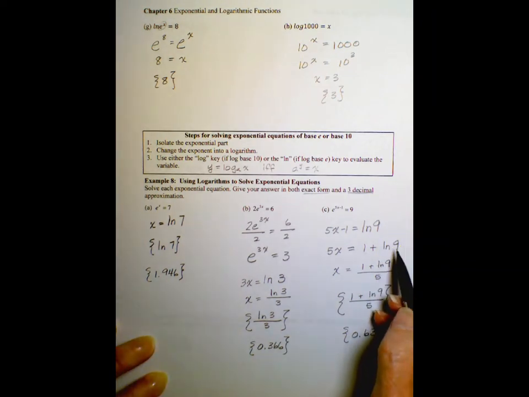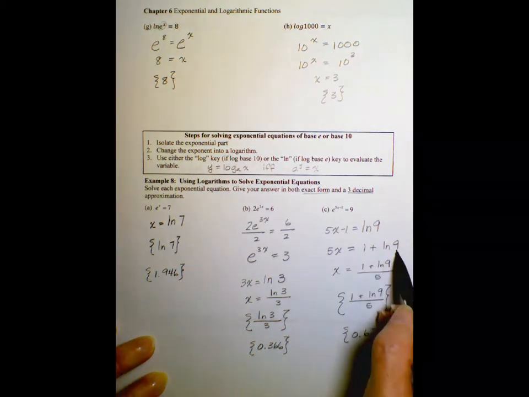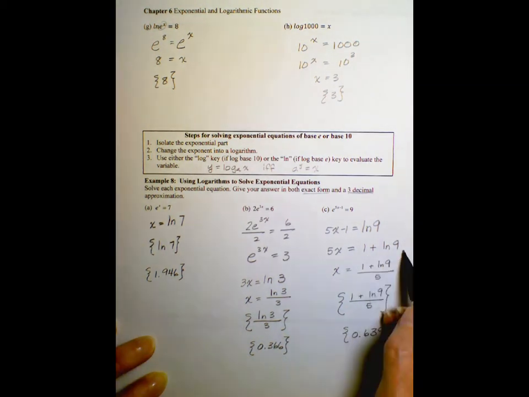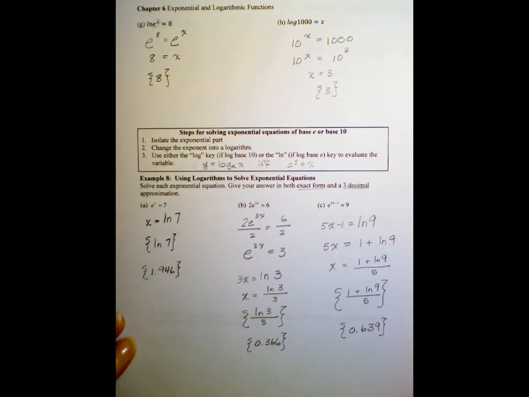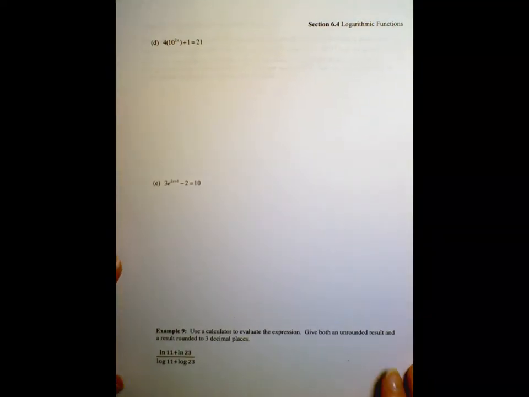And so it's different than the number natural log of 10. So 1 plus the natural log of 9 is not the same thing as the natural log of 10. Be very careful about that. Okay, I've got a couple more here in example 8.